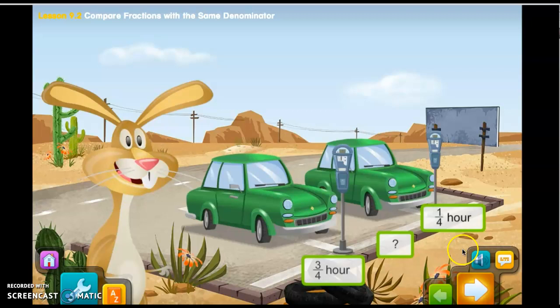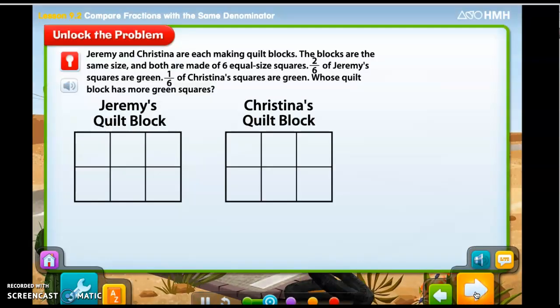So we're comparing this fraction 3/4 and this fraction 1/4. Okay, and when we compare, that means that we're trying to find out if they are similar or the same. Here's a problem about comparing fractions. You should have your Go Math book opened up because this is the first Unlock the Problem on the first page for math.